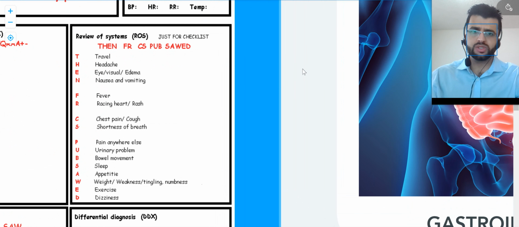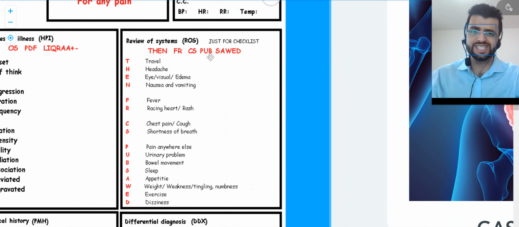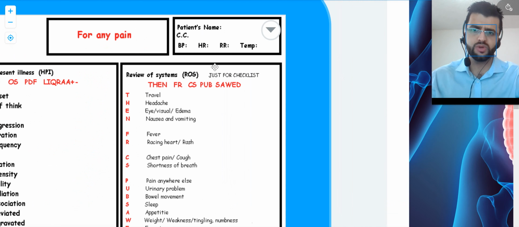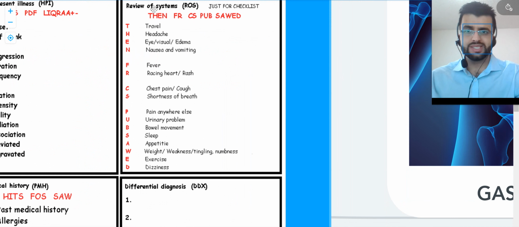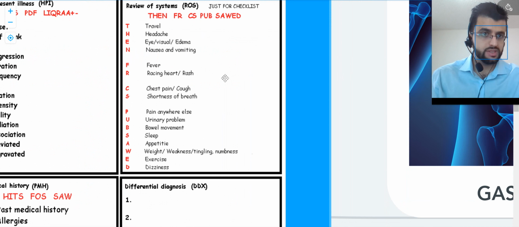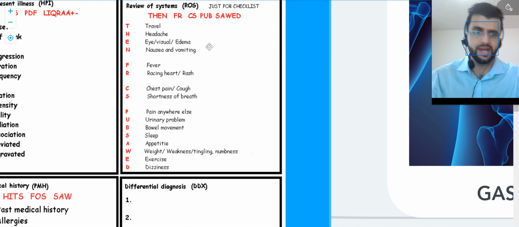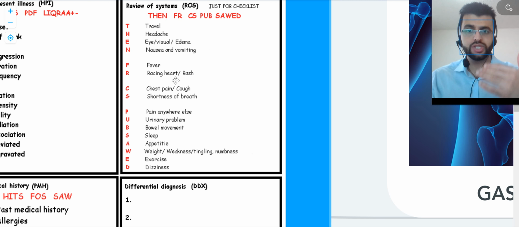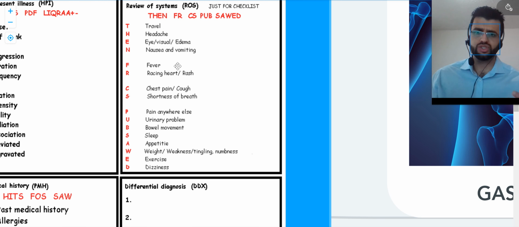The mnemonic is called THE FRCS PUBSAWED. T is for travel. Have you traveled recently? H for headache. E for eye: any eye pain, any visual changes, any edema too. Eye and edema. Then N for nausea and vomiting. Do you feel nauseous? Any vomiting at all? Is this associated with appendicitis, PID? F for fever. Have you had any fever?